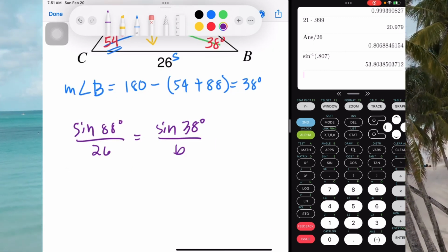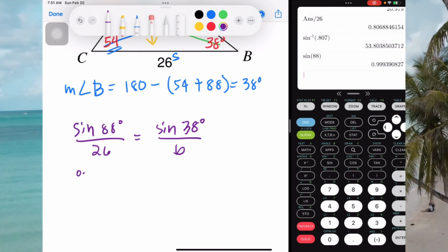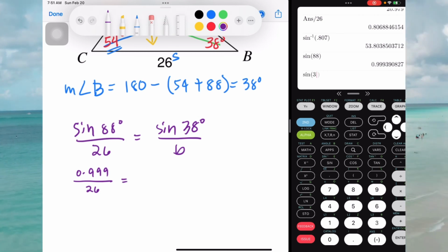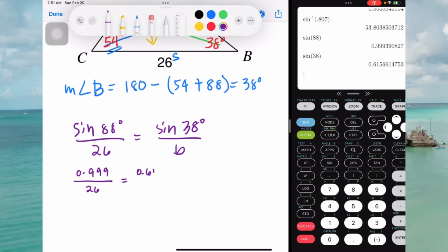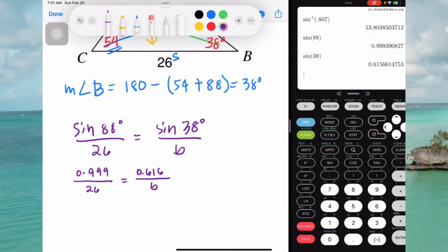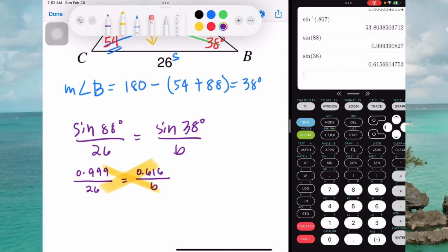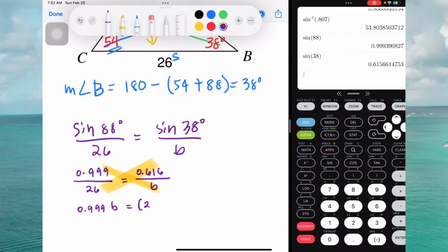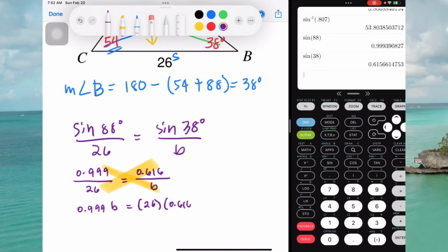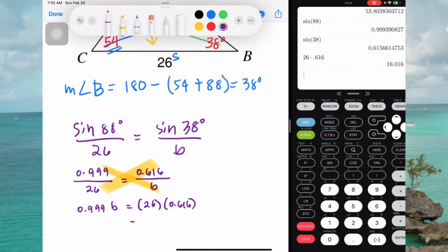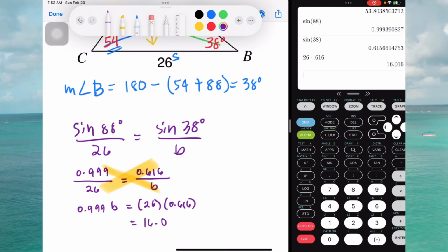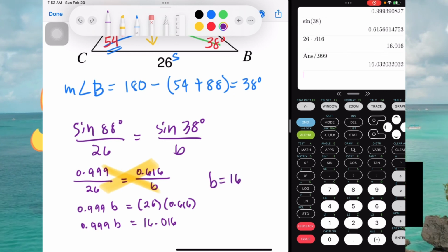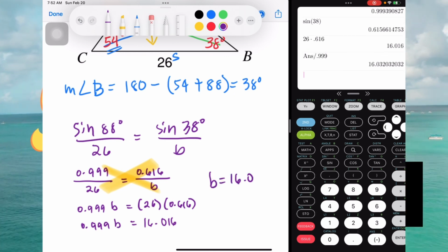Let's evaluate sine of 88, which is 0.999 over 26, the same as sine of 38, which is 0.616 over b. Applying cross multiplication, we have 0.999 times b is the same as the product of 26 and 0.616, which is 16.016. So b is equal to 16.0.